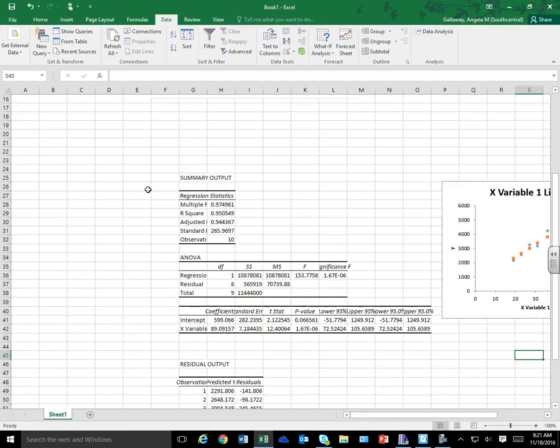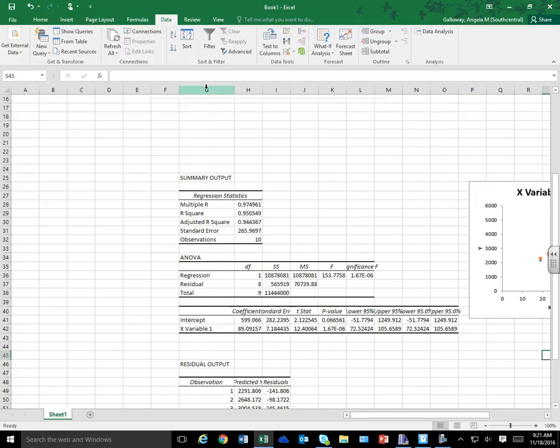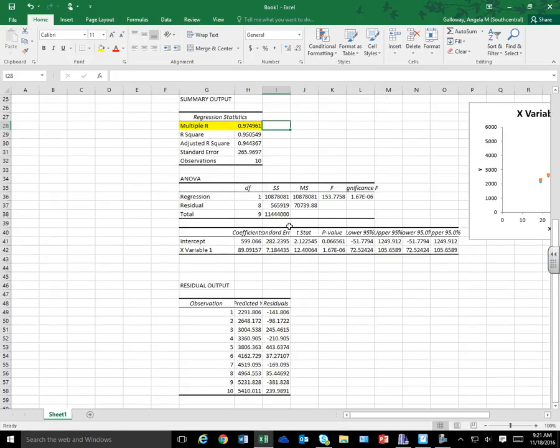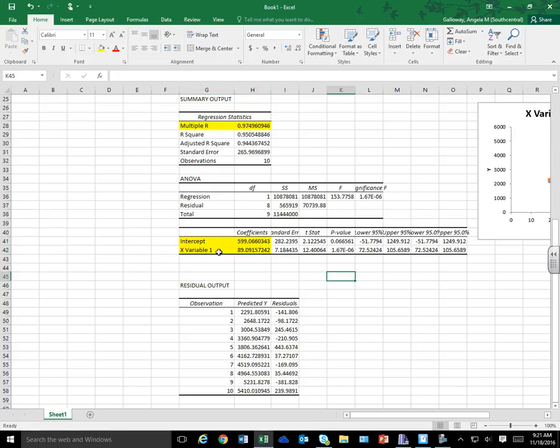Okay, so you get a lot of output here. The first thing that you will want is our R value. It's called multiple R here, but that's going to be the R value, the correlation that we will talk about in a second. The next thing that we want is this. This is our intercept and our x variable. So this is our slope and this is the intercept.